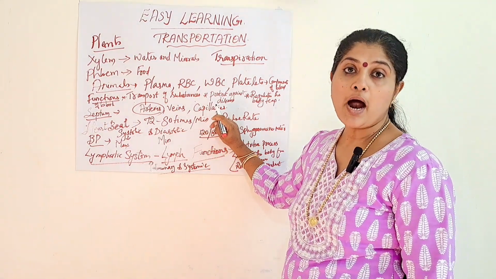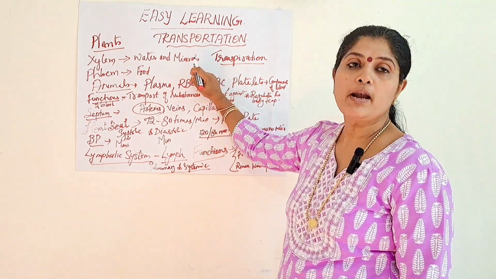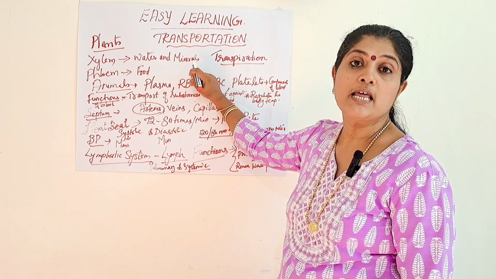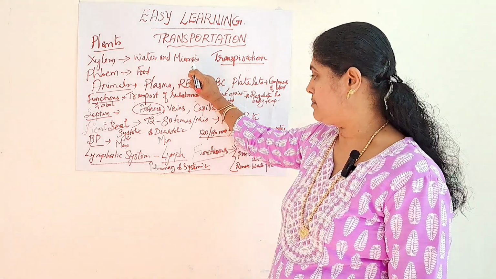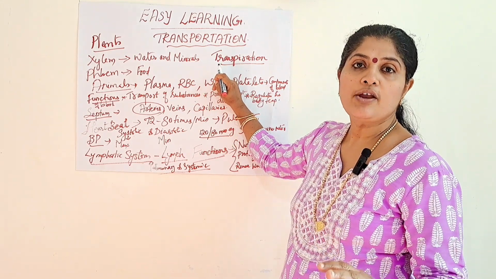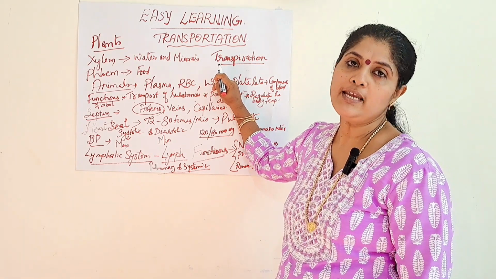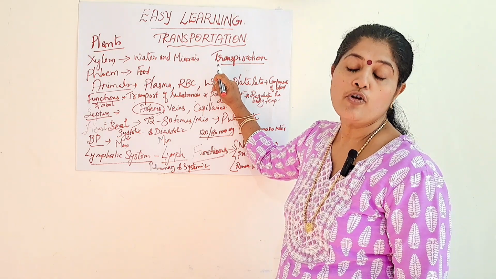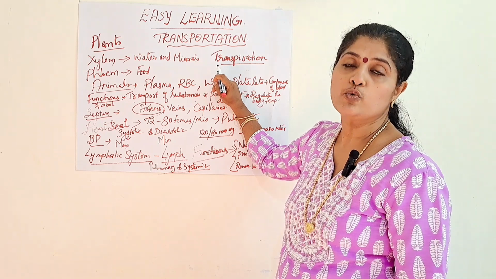The very important part involved in this particular topic is the human blood circulatory system. It is also known as the double circulatory system. Why is it known as the double circulatory system? Double circulatory system means the blood travels twice through the heart to complete one cycle.